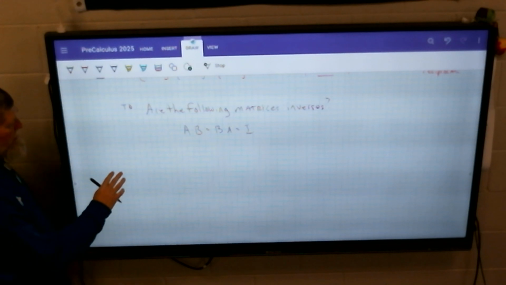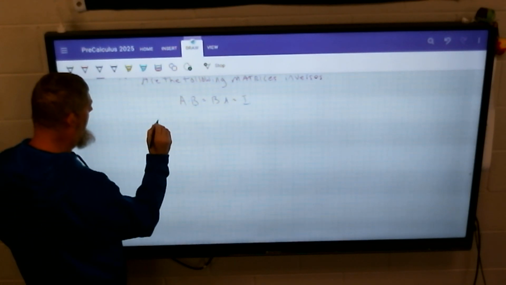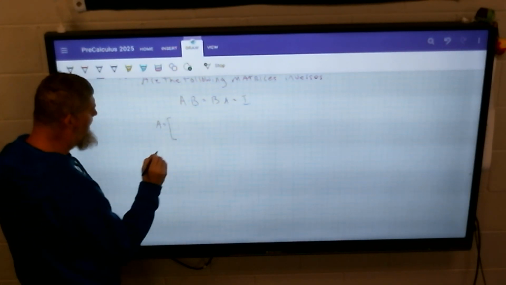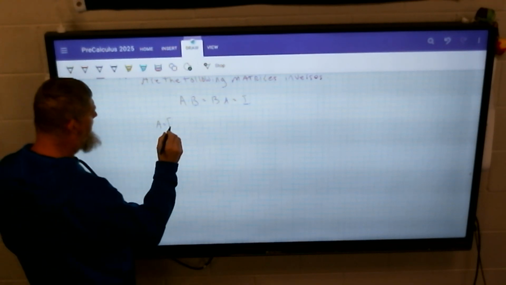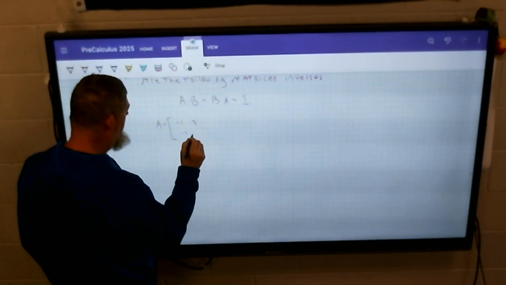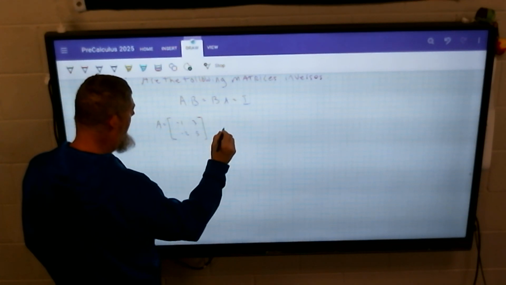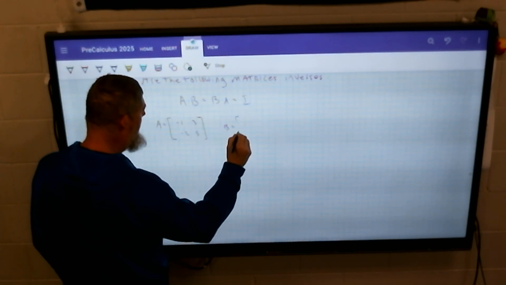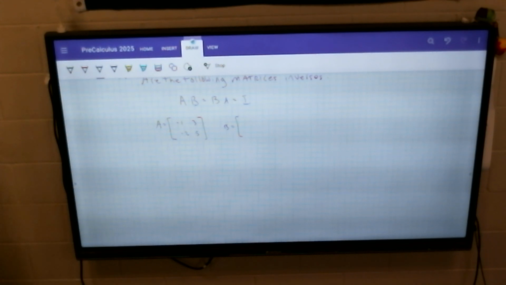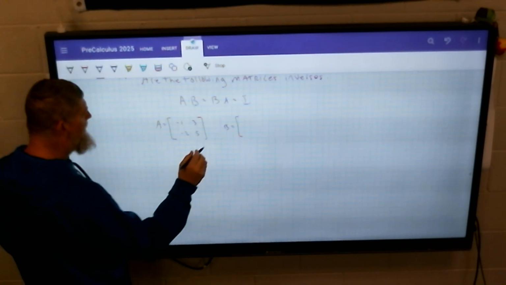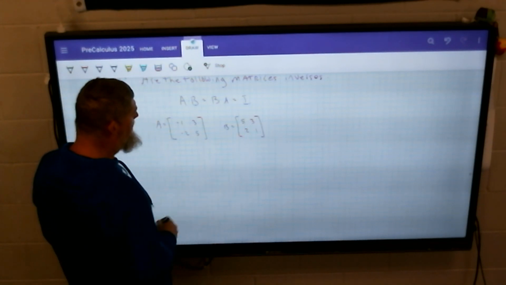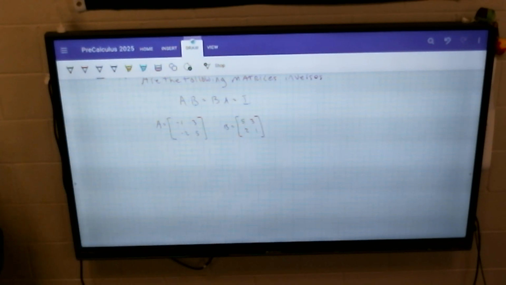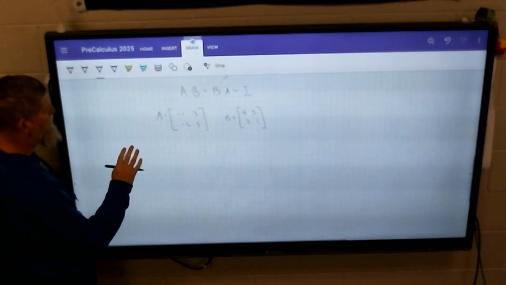Okay? So I will give you an example. Let's say A is equal to negative 1 3 negative 2 5, and B is equal to 5 3 2 1. And we're going to say, are these inverses? Yes or no? Okay. So the first thing you're going to have to do is you're going to have to do A times B.